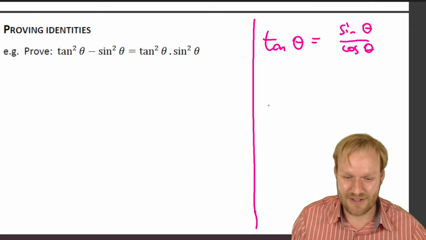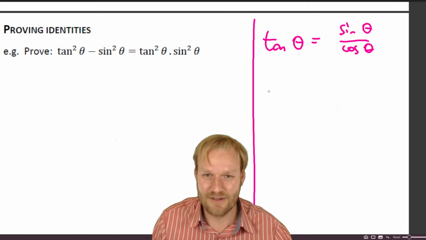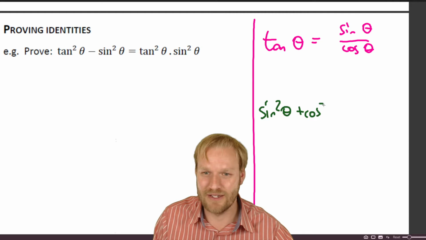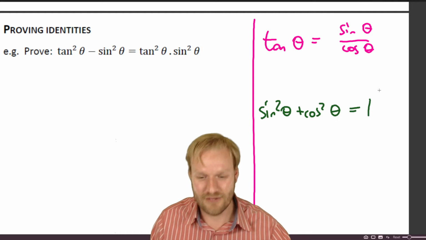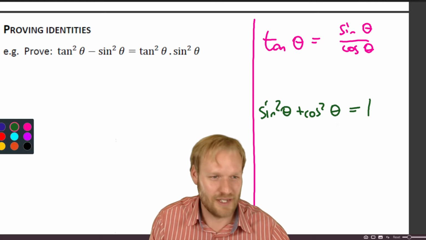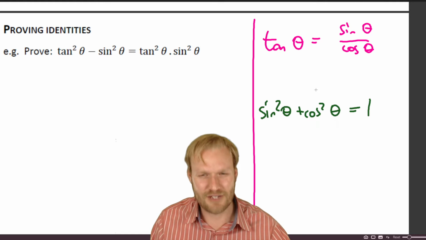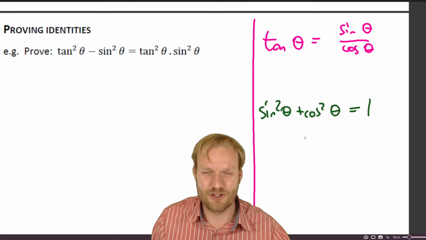And the other one that we know is that sine squared theta plus cos squared theta equals 1. Two identities that we know. And do you remember, or at least have you looked up and remembered, that this second one we can manipulate into two other forms?